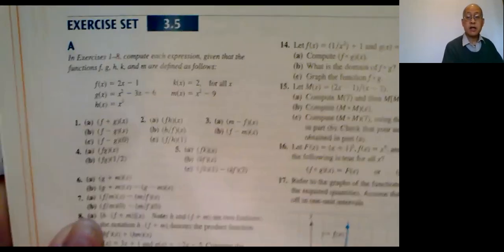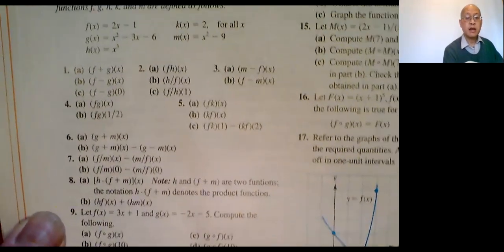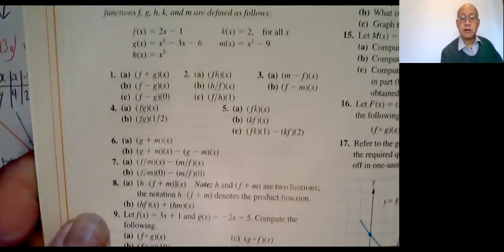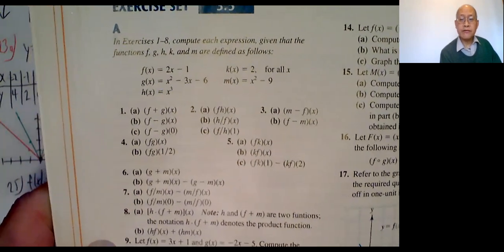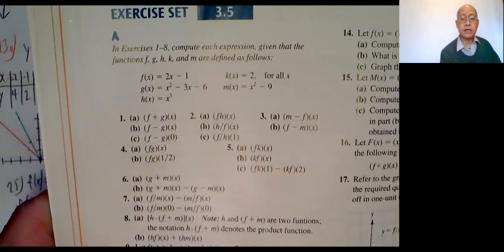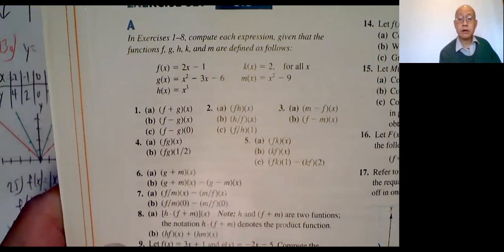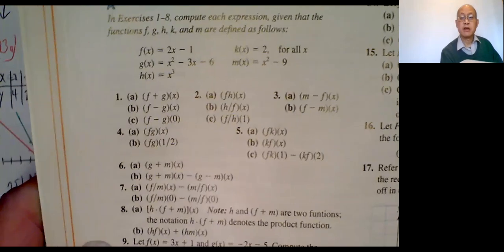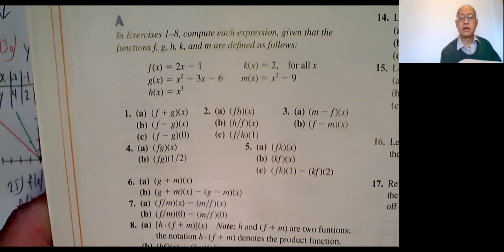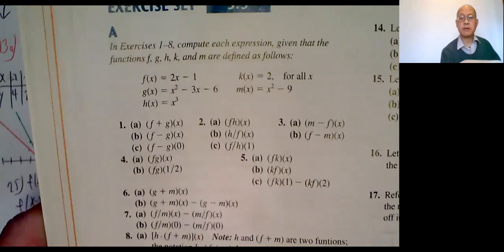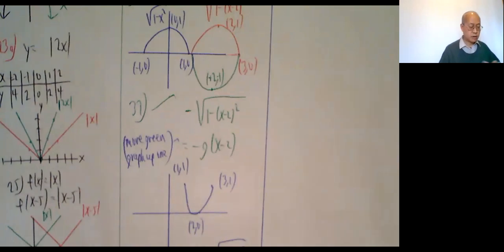All right, so let's see, 3, 5, 7. They don't really look that much harder. See, 3 has m and f, so you subtract m minus f and then f minus m. No big deal. So what looks hard? None of them really looks hard. How about I do 5? f k of x, k f of x, and f k of 1 minus k f of 2. Okay, try 5.